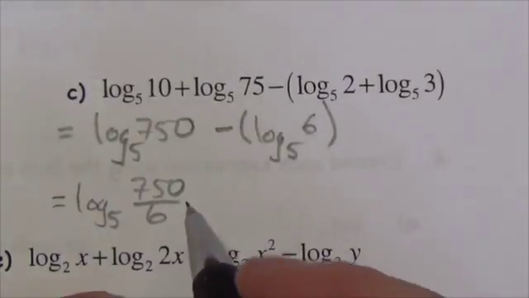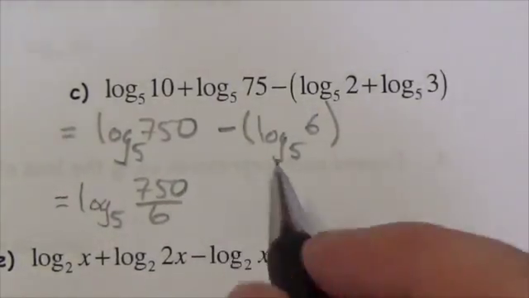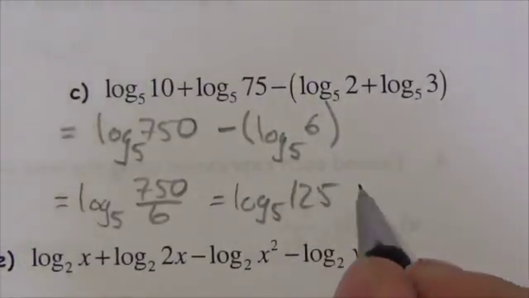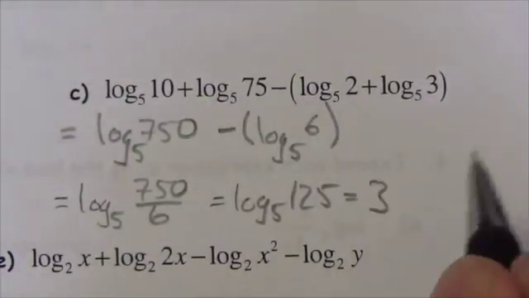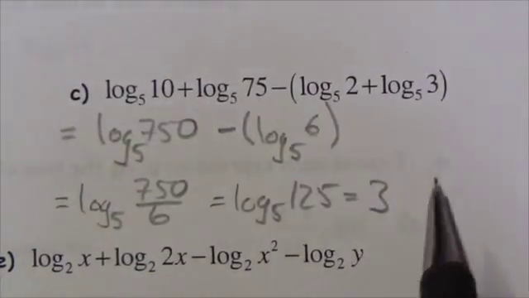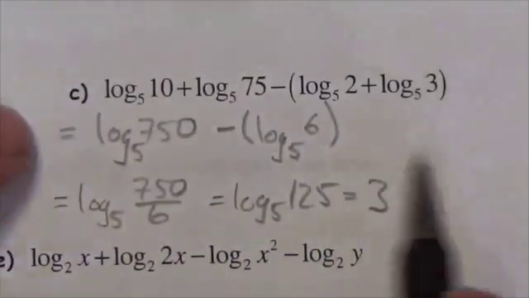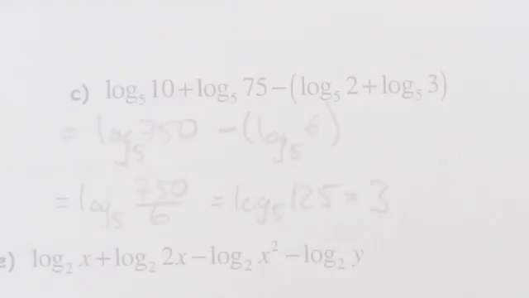Well, 750 divided by 6, what do we got here? It's going to be 125. So this is going to be the log base 5 of 125. Okay, good. And the log base 5 of 125 is 3 because 5 cubed is 125. So that whole expression right there is going to be equivalent to just 3.